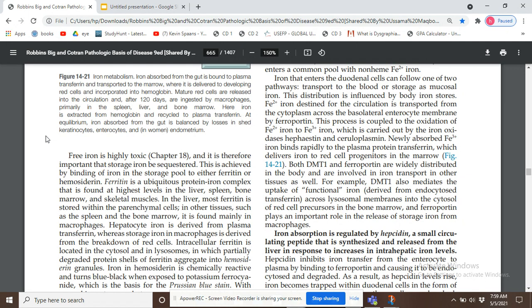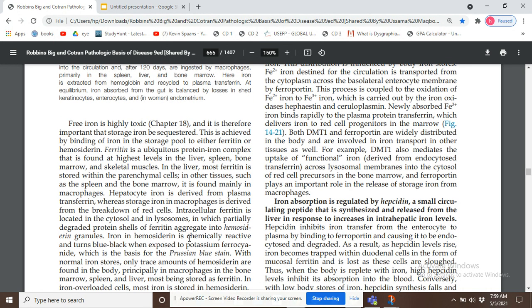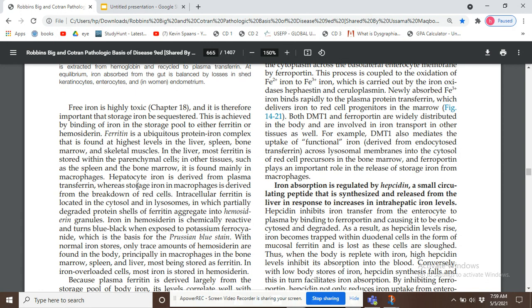Ferritin is a ubiquitous protein iron complex that is found at highest levels in the liver, spleen, bone marrow, and skeletal muscles. In the liver, most ferritin is stored within the parenchymal cells. In other tissues such as spleen and the bone marrow, it is found mainly in the macrophages. Hepatocyte iron is derived from the plasma transferrin, whereas storage iron in macrophages is derived from the breakdown of red cells. I will explain all this with the very important diagram which is coming in the next page.